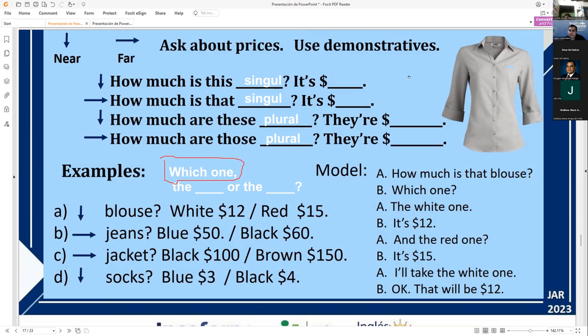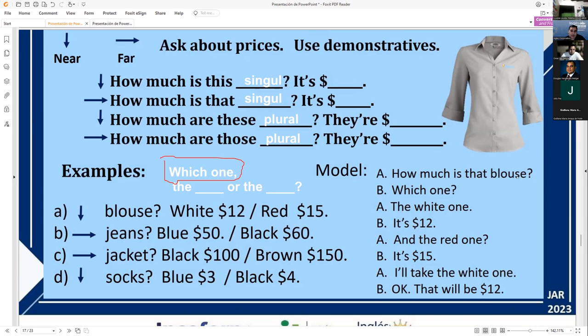Teacher, una observación. En el modelo donde hacemos el cuestionamiento, hay un, bueno, no sé si fue error, porque sería how much is this blouse? Porque es near. Ajá, sí, en este caso es solo un ejemplo. Ajá, en este caso es un ejemplo, pero sí tiene razón, que debería ser this blouse. Si nos referimos a la del ejemplo aquí a la izquierda, tiene razón, debería ser this blouse. How much is this blouse? Which one? The white one is $12 and the red one is... Y como sí se refiere a ese, tiene que ser this one. Right? Tiene razón, tiene que ser this.